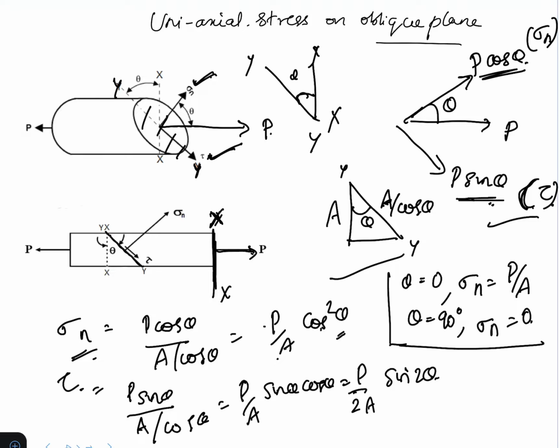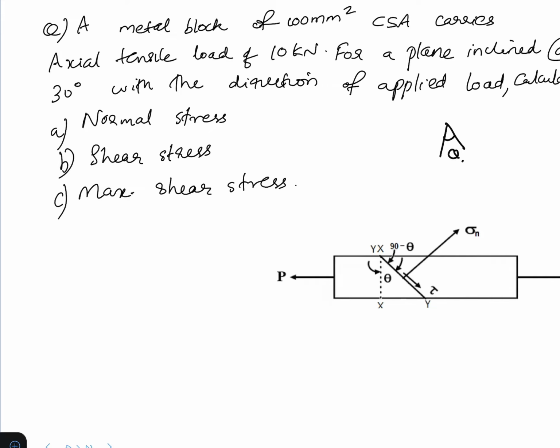Now tau is maximum when theta is equal to 45 degrees. When theta is 45 degrees, sin 2 theta becomes sin 90 degrees, that is 1. So at theta equal to 45 degrees, tau is maximum, and that maximum value will be P by 2A. So our derivation is complete. Now we will do a problem based on this.